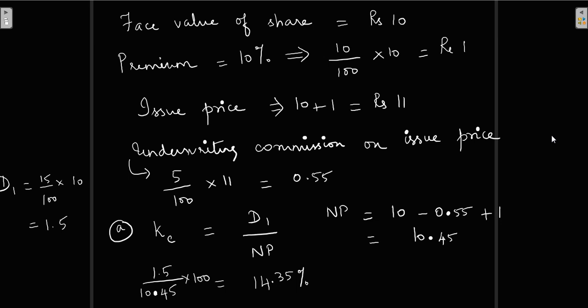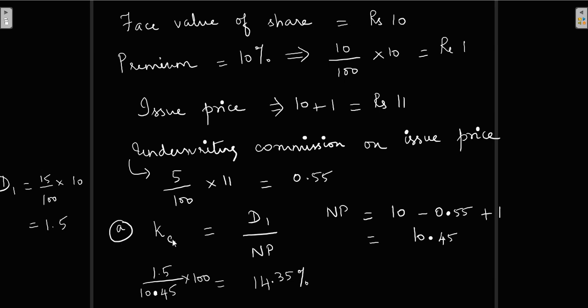First, let's solve the first subdivision of cost of equity capital when using the net proceeds formula. Face value of the share is 10 rupees. They are selling it at a premium of 10%. So 10% of 10 is 1 rupee. So the issue price at which the shares is floated is rupees 11. They are paying an underwriting commission of 5% on the issue price. So the issue price is 11 rupees. So 5% on 11 rupees is 0.55.